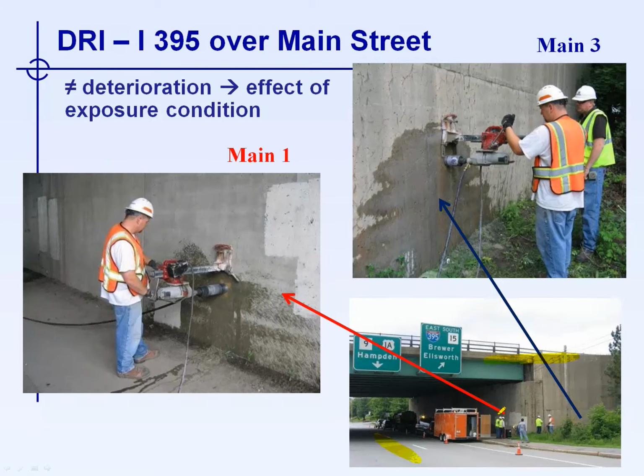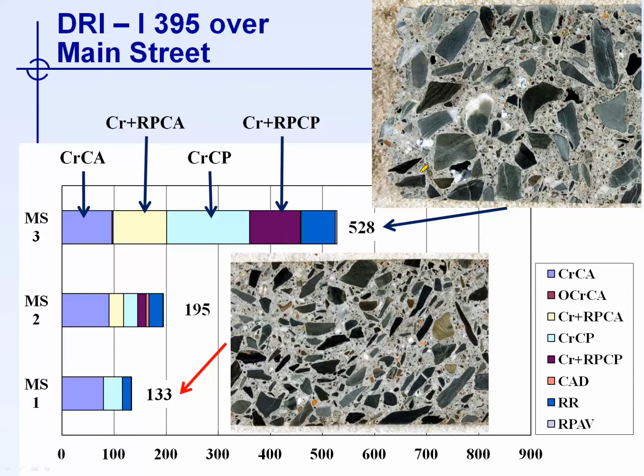Cores were taken in the early stage of the project. Cores were taken under the bridge deck, just at the corner of the deck, and also in the wing wall here. You can see the difference in the condition of the concrete under the bridge deck. There's basically no cracking whatsoever. But in the wing wall that is exposed to moisture, there's a fair amount of cracking that can be observed there. So cores were taken and examined in the laboratory using the damage rating index.